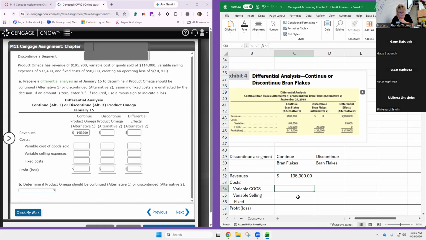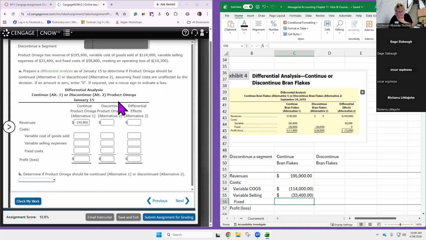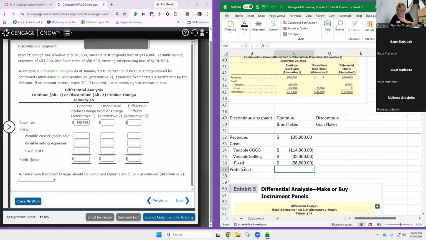All right, so let's put the numbers in. Now we're going to put these in as negatives. Okay, I got 114,000 for the cost of goods sold. Variable selling is 33,400, and I got to put that in as a negative. Okay, and then the fixed costs, 58,800.